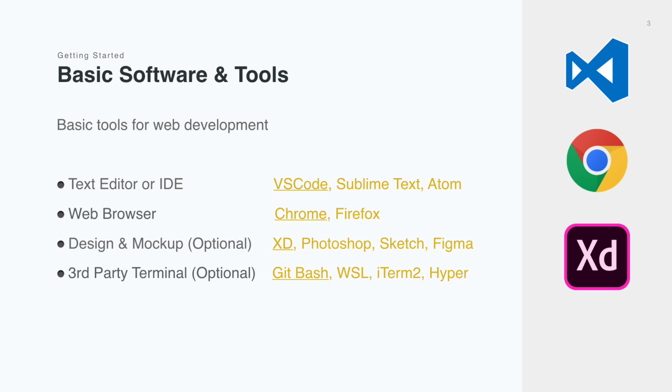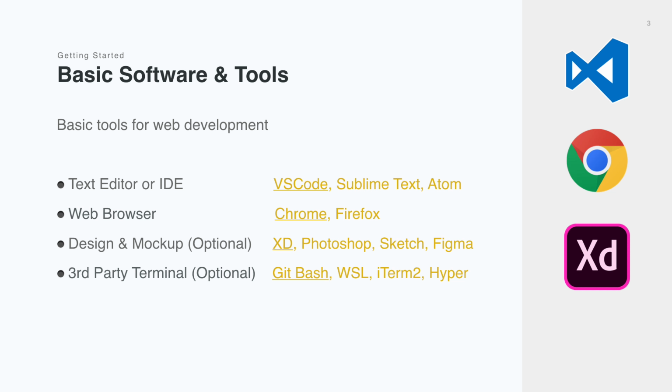All right, so let's get started here. The tip of the iceberg is going to be your basic software and tools that you need to actually create a web page and view a web page. So for a text editor or IDE, you have a lot of different options. The three big ones that I see are VS Code, Sublime Text, and Atom, although Atom seems to be falling off a bit, probably because of its performance issues.